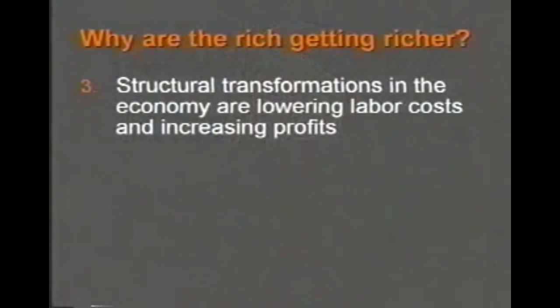The third element that I want to talk to you about briefly here is that there are structural transformations going on in the economy that are lowering labor costs and increasing profits. Your book talks about globalization. It talks about transformation from a manufacturing to a service economy. The key point about these is that what they are doing is reducing labor costs for corporations and increasing profits. So the beneficiaries are the stockholders and the CEOs. The people who lose out are those at the bottom, the workers.